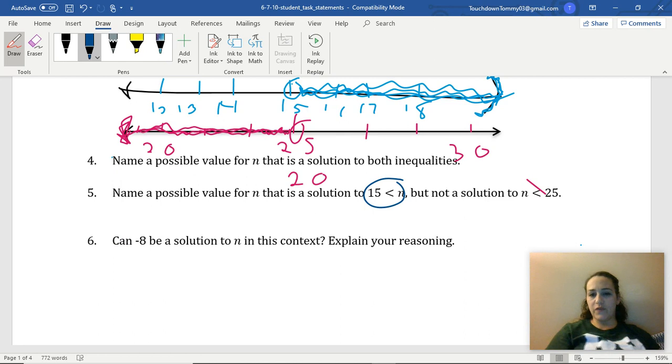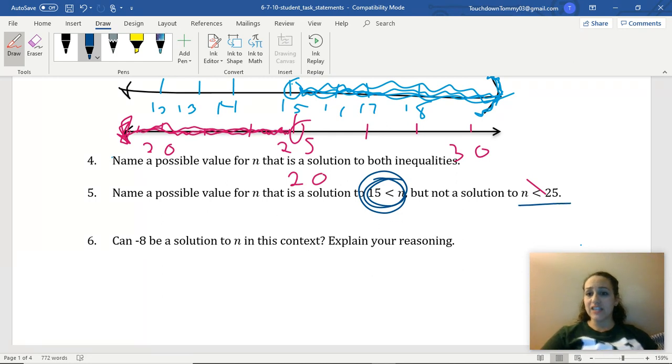So 15 is less than n, the number of points. 15 is less than the number of points. The number of points is greater than 15. So 16, 17, 18, 19, 20 are all possible. 21, 22, 23, 24, 25 are all possible. 26, 27. Based on this, it could be anything up to infinity higher than 15.